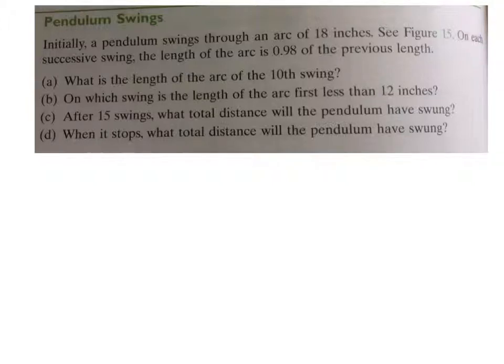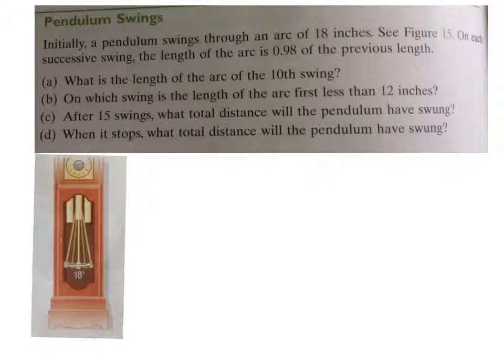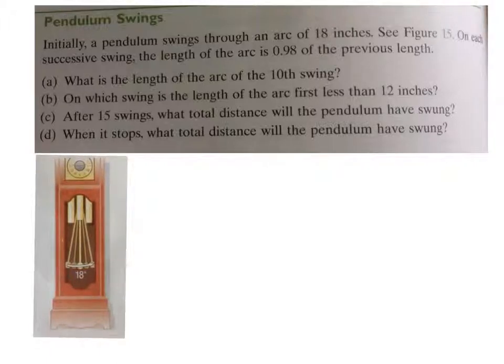All right, let's look at a word problem that is going to require us to use what we know about infinite geometric series. We have a pendulum, there's a picture of it just to your left, and it swings an arc of 18 inches. On each successive swing, the length of the arc is 0.98 of the previous length. What is the length of the arc in the 10th swing? Which swing is the length of the arc first less than 12 inches? After 15 swings, what total distance will the pendulum have swung? And when it stops, what total distance will the pendulum have swung?